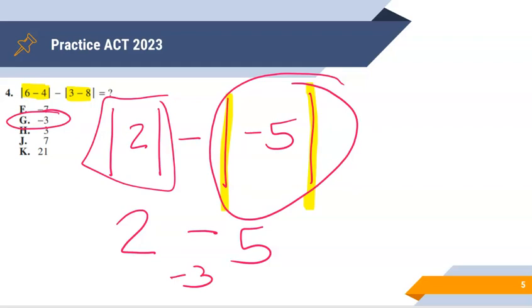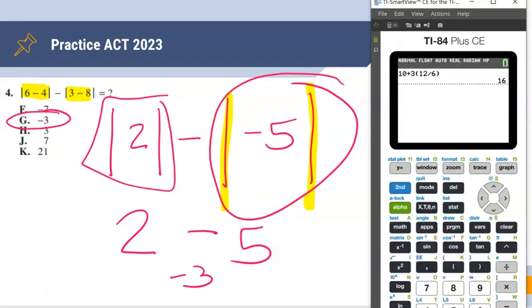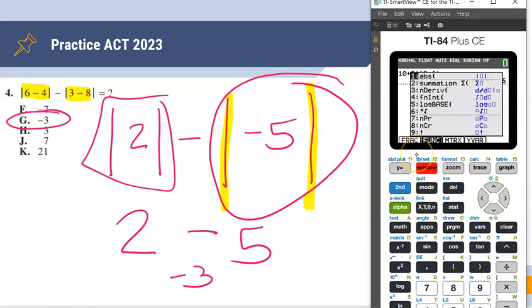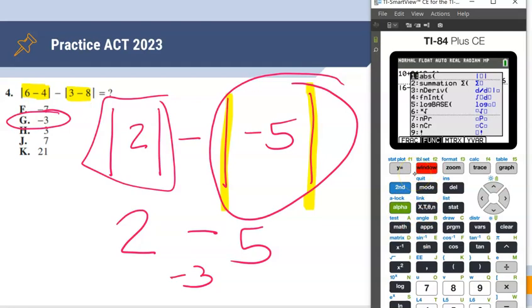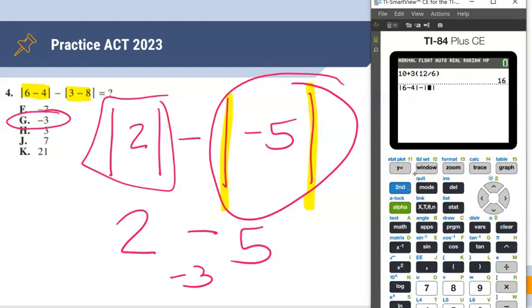Now, we can also get this using our calculator. If we press alpha window, we get the absolute value symbol. So I can choose that and type in 6 minus 4, and then minus, and again, it's alpha window, choose the absolute value, the top one, 3 minus 8. Both ways, we get an answer of negative 3.